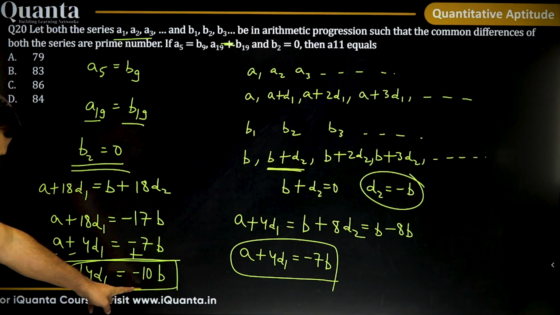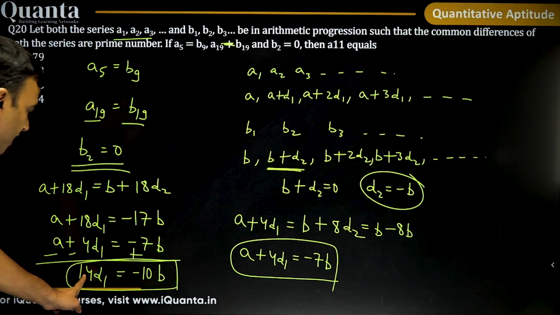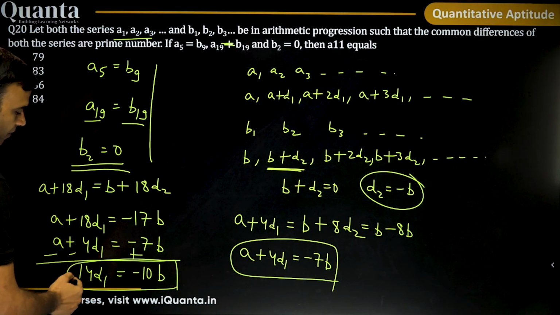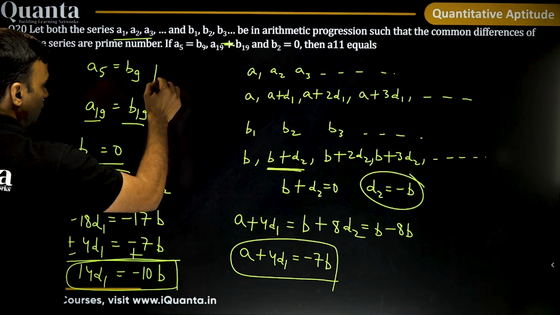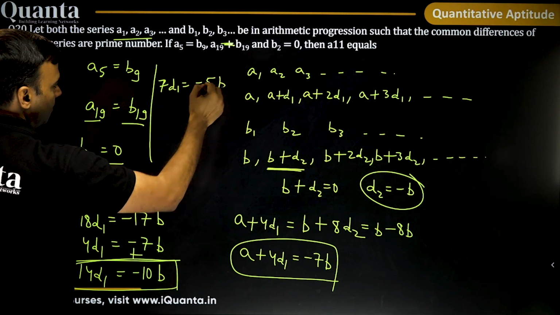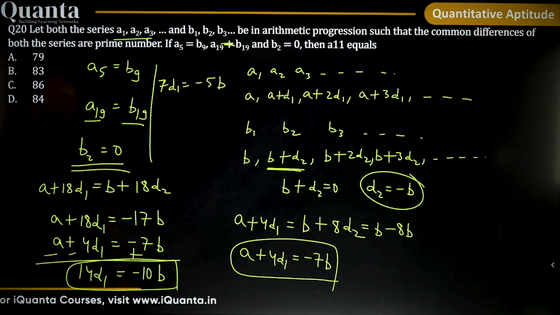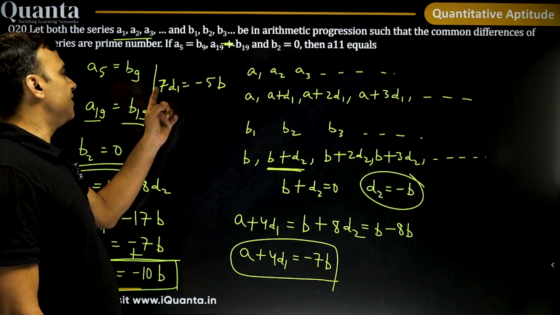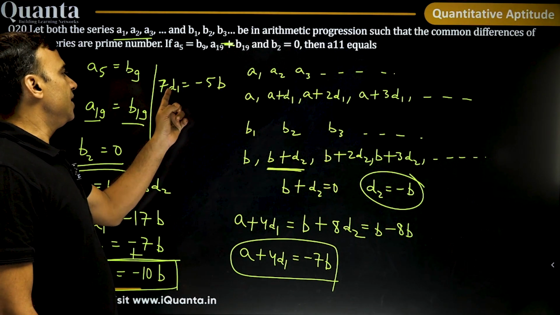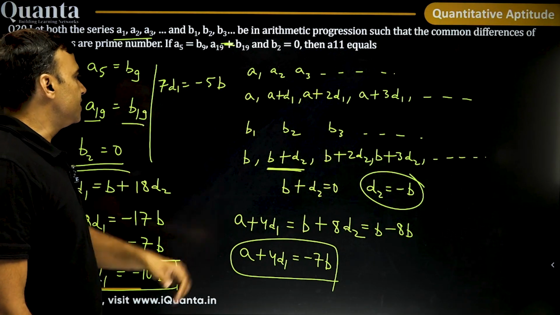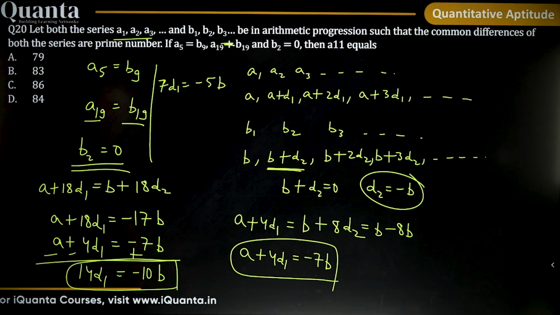Because, okay, first of all, we cancel 2. I'm so sorry. Let's cancel 2 from there. So 2D1, 2 cancels. So 7D1 is equal to minus 5B. Clearly here it is B and D1, 7. So B has to be 7 and D1 has to be 5. Does that make sense? Yes, common difference has to be 5.